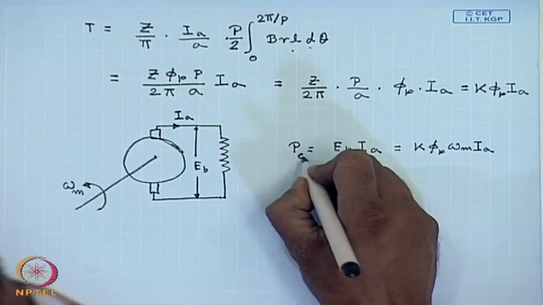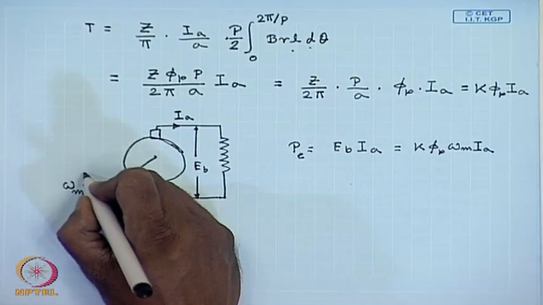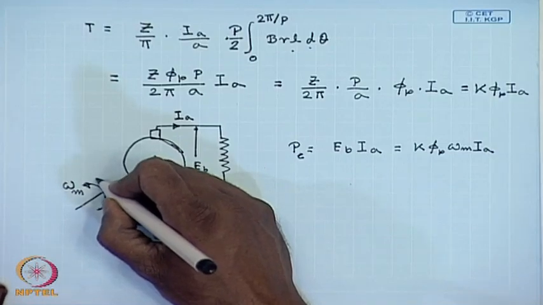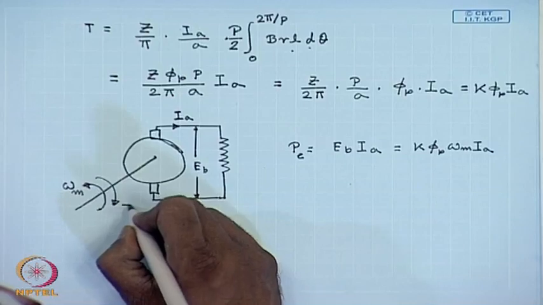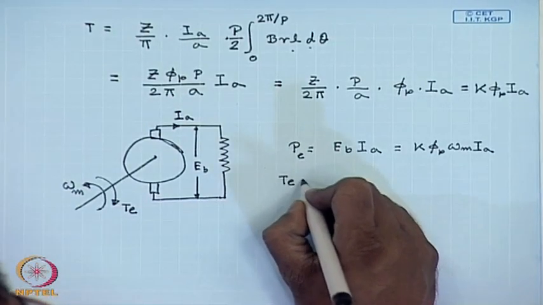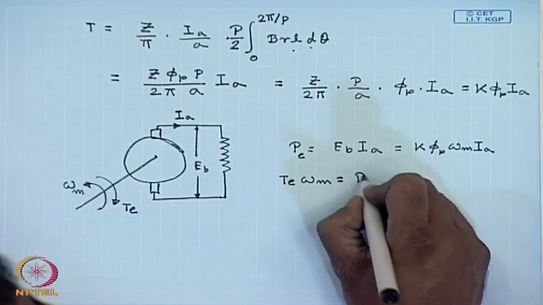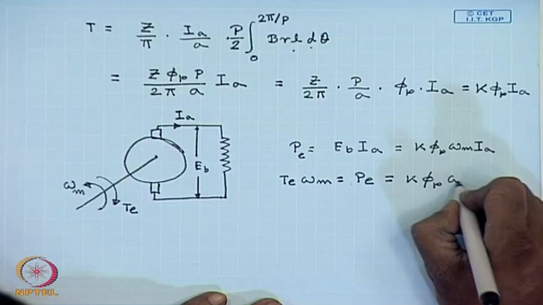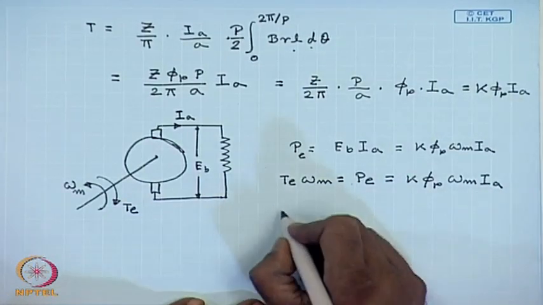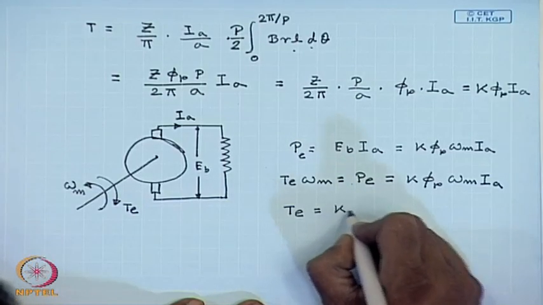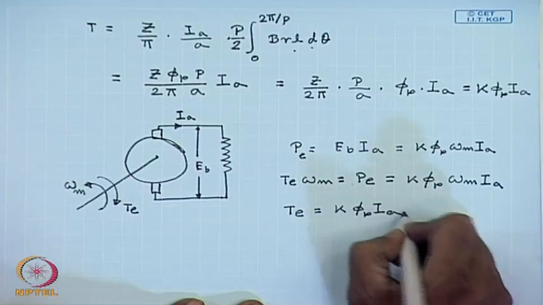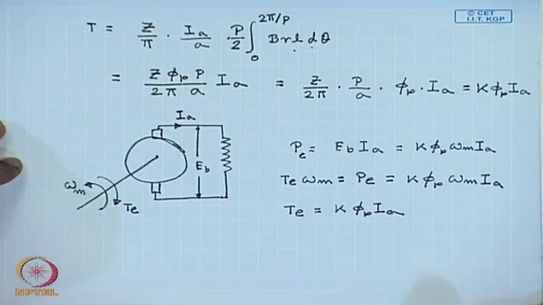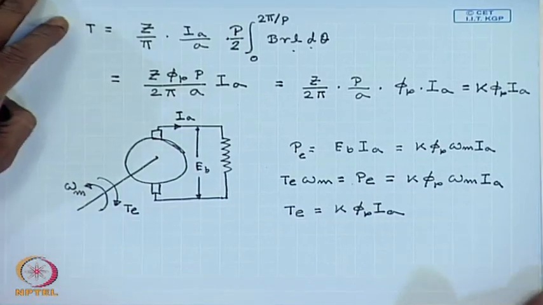The electrical power produced must be equal to the mechanical power input. So, in order to rotate this armature, some amount of mechanical work has to be done, that is, it has to be rotated against a generated torque T E. Therefore, T E omega m should be equal to P E equal to K phi P omega m I A, or T E equal to K phi P I A, which is the same as what we have obtained as the torque expression from the first principle. This we have shown when the machine works as a generator.